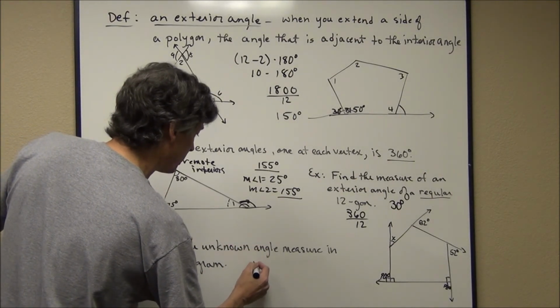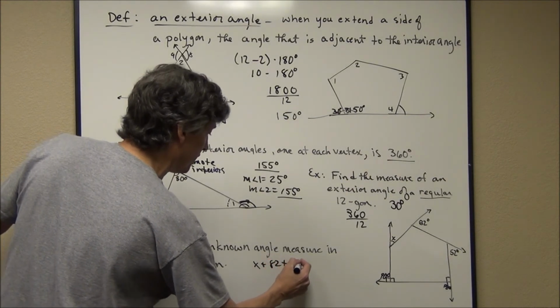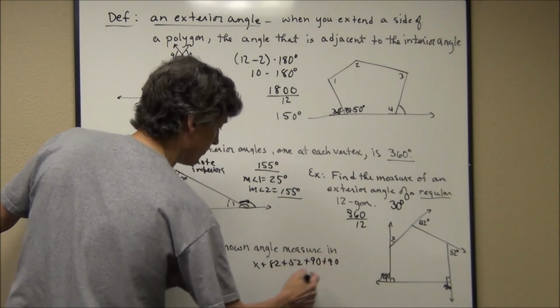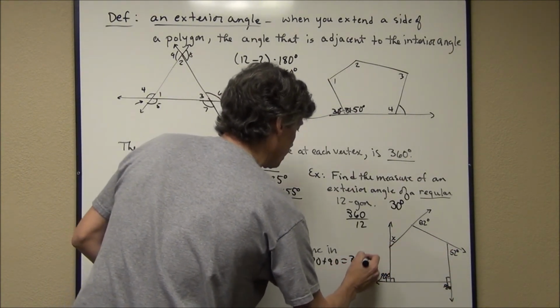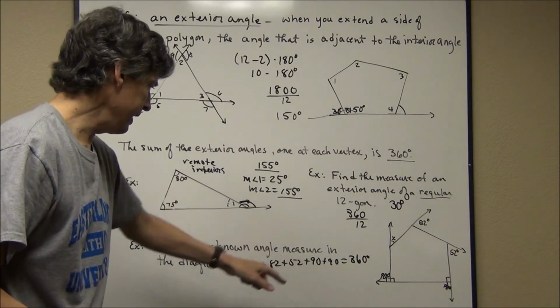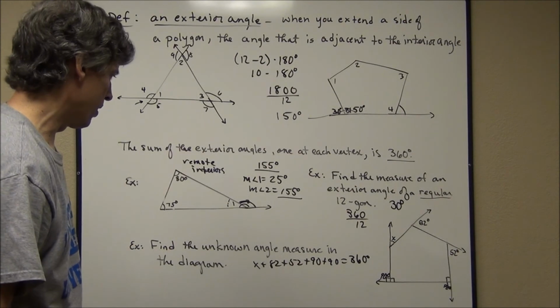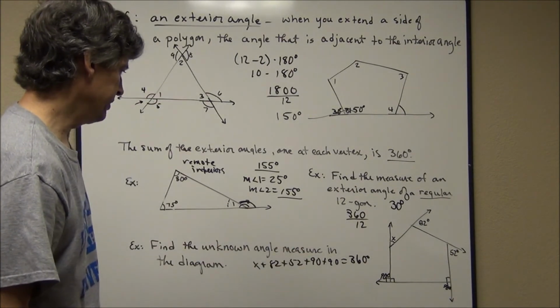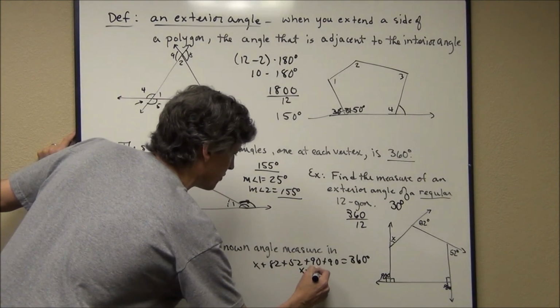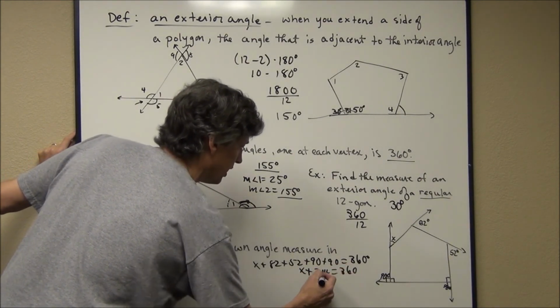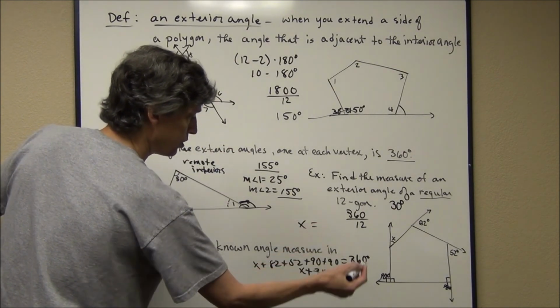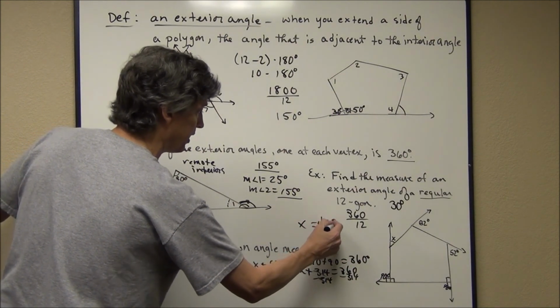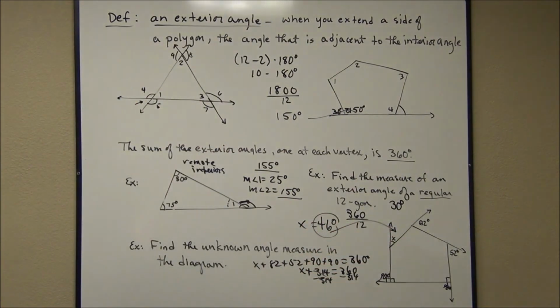I'm going to write x plus 82 plus 52 plus 90 plus 90. X, 82, 52, 90, and 90 better add up to 360 degrees. Let's see. 82 and 52 is 134. 134 and 180 is 314. So I have x plus 314 equals 360. Subtract 314 from both sides. I don't even know if you can see that. I'm going to get x is equal to, looks like 46 degrees, and that's the angle in question. So look this over and practice, practice, practice.